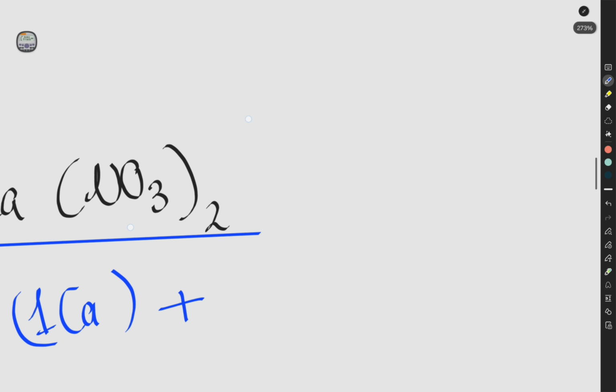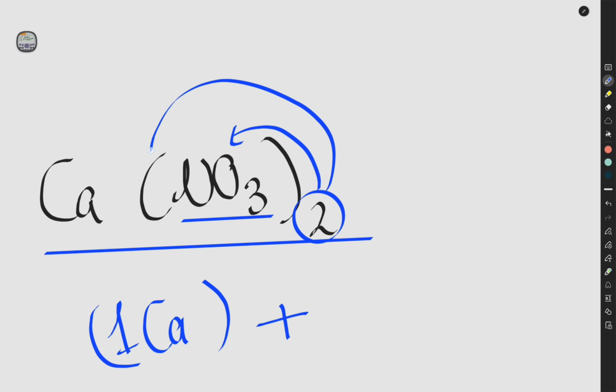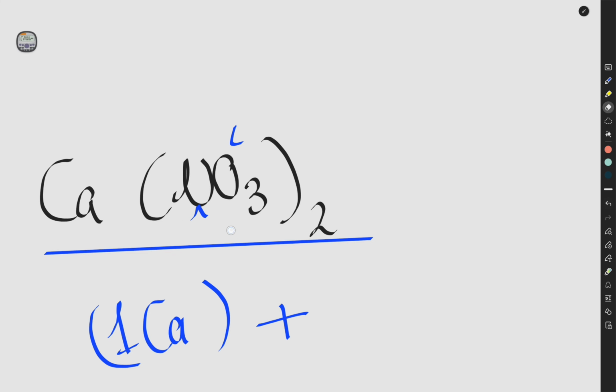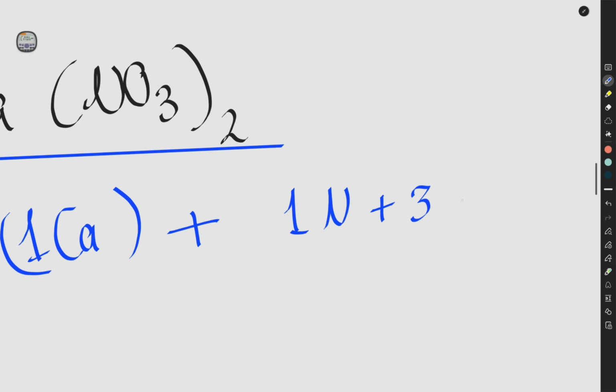Plus, what exactly is going on? When you have certain elements in a bracket, and there's a number outside the bracket and a number inside the bracket, just know that this number outside the bracket, you multiply it with the number of atoms for each atom present inside the bracket. So for example, I'm going to ignore this 2 that's outside for now, and act like it's not there, and see how many atoms I have without the 2 being there. So if I look at this N right here, there is no number next to the N, which means that I have 1 N atom, plus I have 3 oxygen atoms.